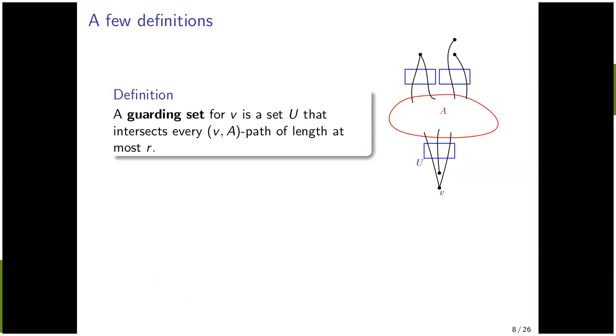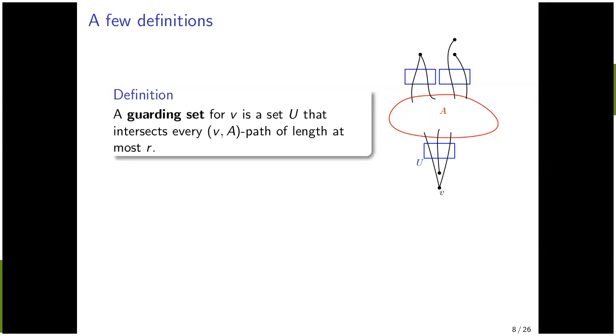Okay. So to explain the general strategy to obtain a good upper bound on the neighborhood complexity, I need to introduce the notion of guarding set. So what I will call a guarding set for a vertex V is a set U of vertices that intersect every V-A path of length at most R. So we have our set A of vertices, which is fixed. So the radius R is fixed too.